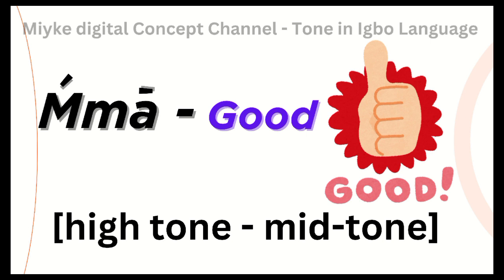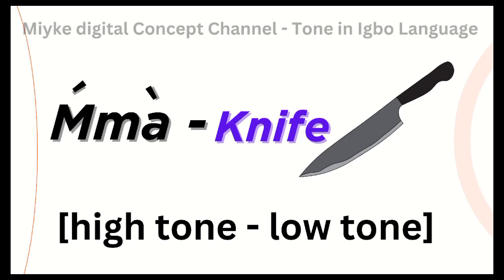Now it's a mid tone. Ma. Which goes in a mid tone. That is why it's high tone, mid tone. And the second one, which is MMA, is ma. You understand? Remember the first one is ma. This one is ma, which is knife.